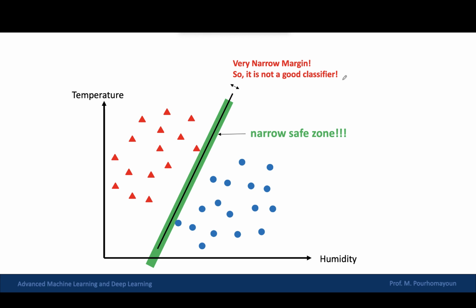This is not a good classifier. The margin is very narrow. So these samples, they are very risky samples. By making, for example, a small noise in humidity, these samples will jump on the other side of the classifier.